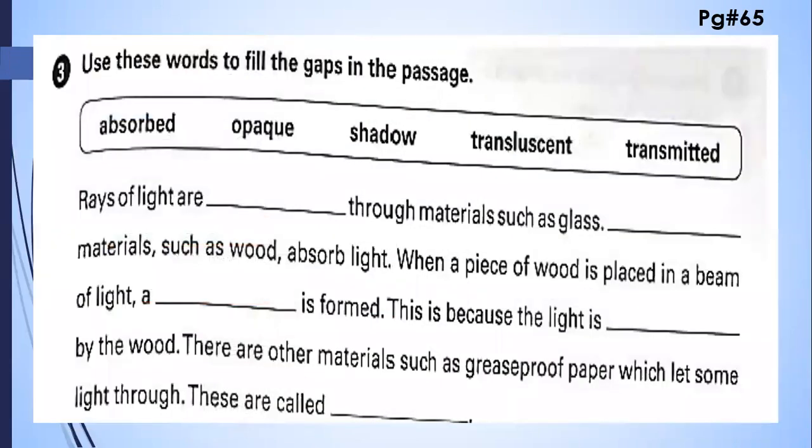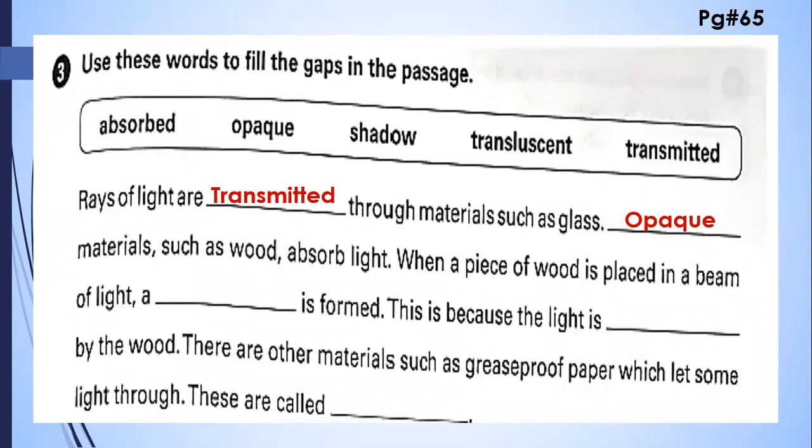Come towards the third question. Use these words to fill the gaps in the passage: absorbed, opaque, shadows, translucent, and transmitted. These are the words we will use in the passage. So rays of light are transmitted through a material such as glass. Opaque materials such as wood absorb light.